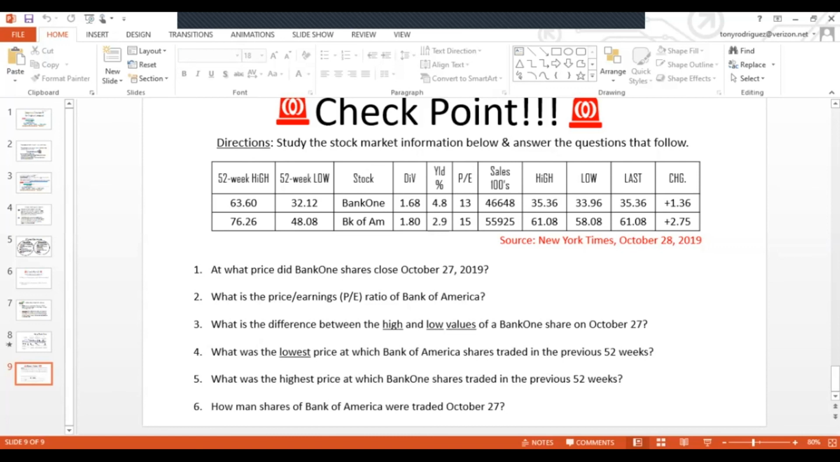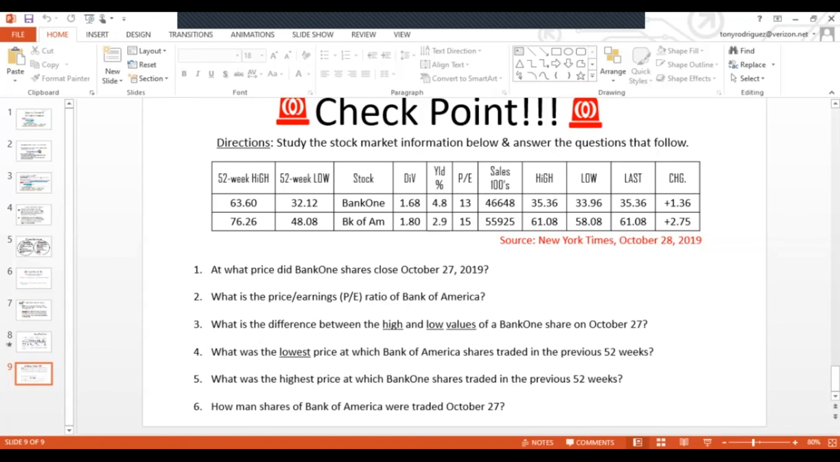All right, look, down here it says the source, right? It says this is in the New York Times newspaper on October the 28th, 2019. The reason I'm pointing that out to you: look at this first question. At what price did Bank One shares close on October 27th, 2019? Well, if you notice, this is a newspaper clipping from October 28th. They want to know information about October 27th.